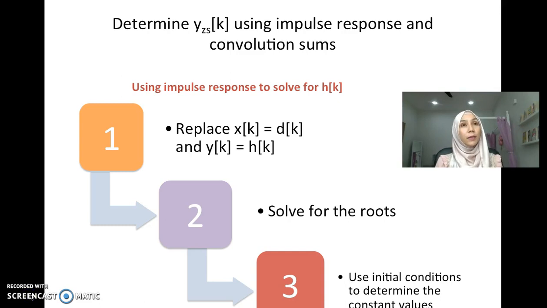Okay, how to determine the zero state response using the impulse response and convolution sum. First, using the impulse response to solve for h[k]: you have to replace x[k] with delta[k], and y[k] equals h[k]. And then solve for the roots of the equation, and then use the initial conditions to determine the constant values.